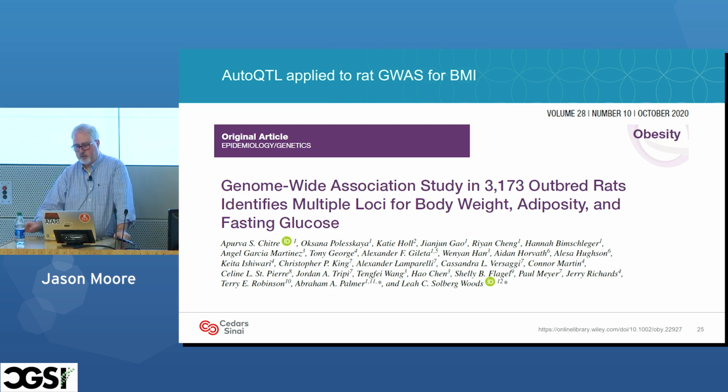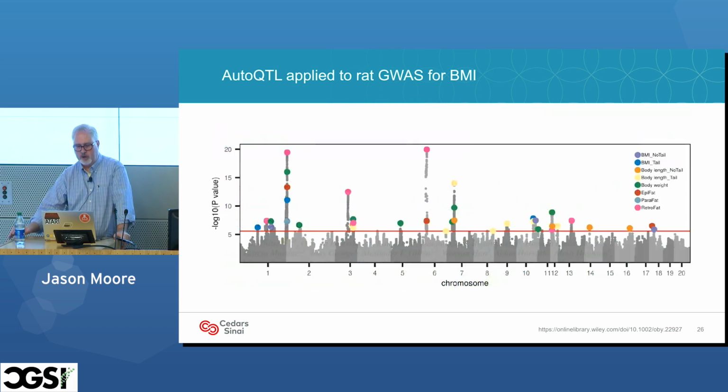This is over 3,000 outbred rats, and they had a number of different body weight type measurements and did a genome-wide association study using QTL analysis as I've described. This is a Manhattan plot looking at the statistically significant hits they got across these different traits. We asked them what they thought the best hits were, and they sent us the SNP IDs for 18 SNPs from this study. Those are the 18 that we put into AutoQTL to see what it would find.